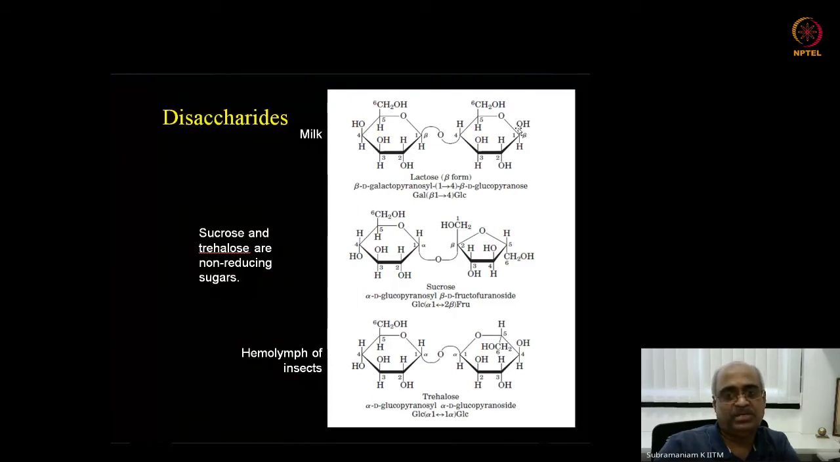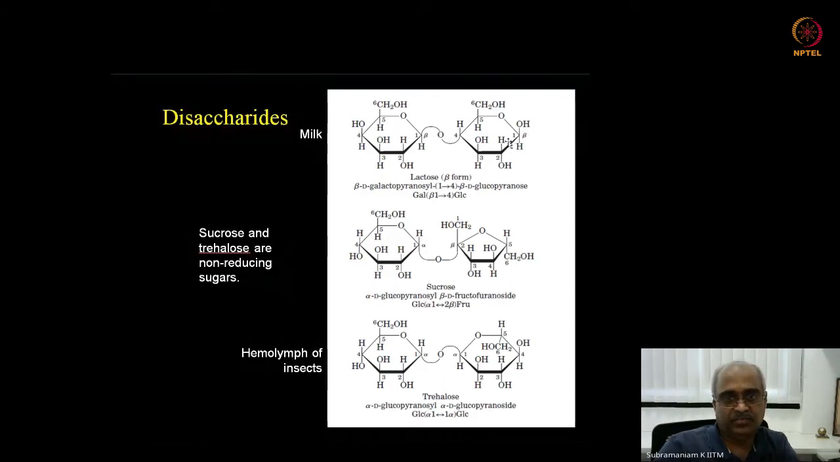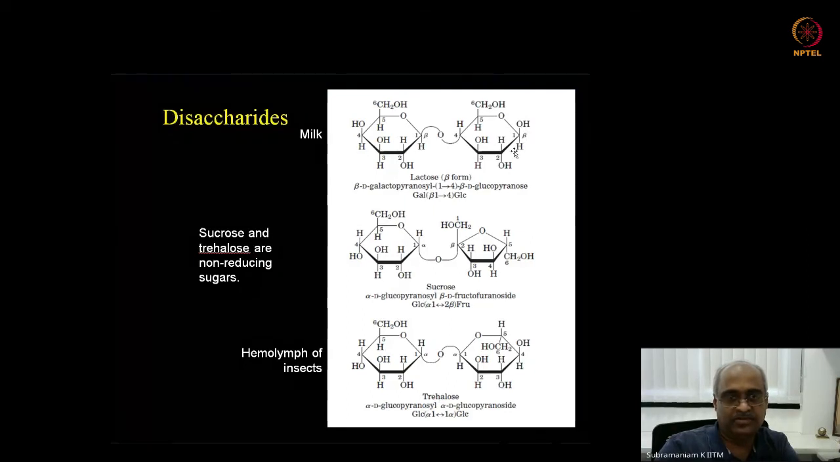glucopyranose. That is again beta. So that beta-1,4 linkage between galactose and glucose is lactose. This is the primary sugar present in milk, lactose. Okay. And here you have a reducing end here. So therefore, lactose is a reducing sugar.